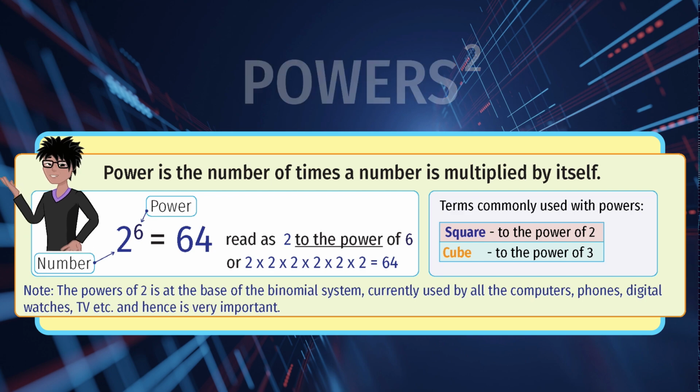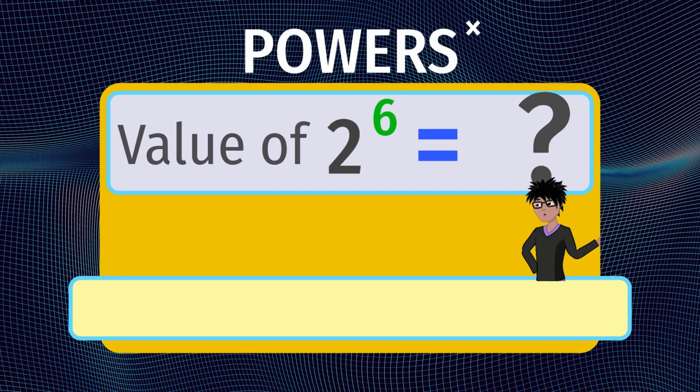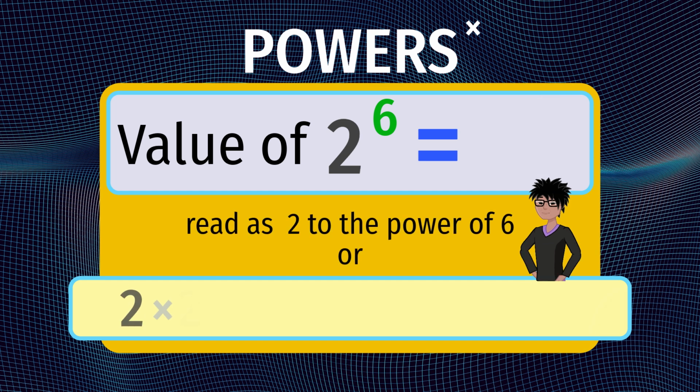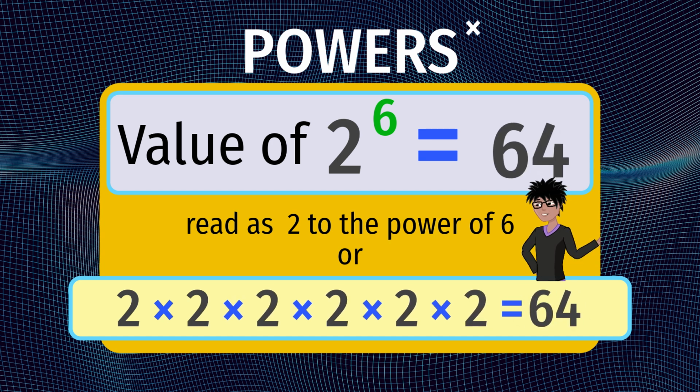Let's take some questions. What is the value of 2 to the power of 6? 2 to the power of 6 is 2 multiplied 6 times, equals 64.